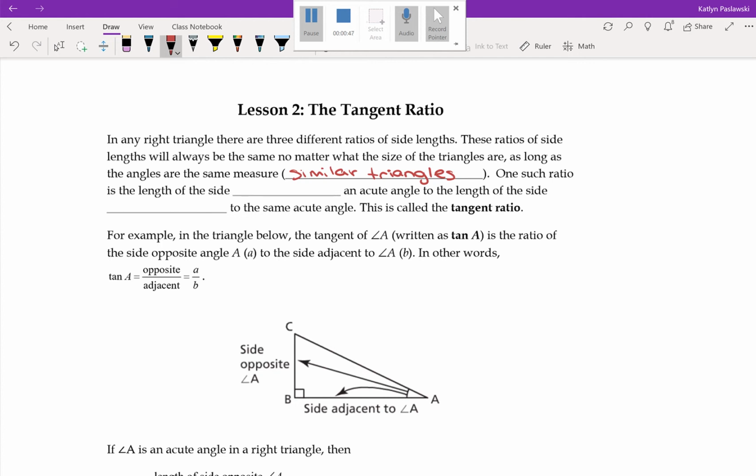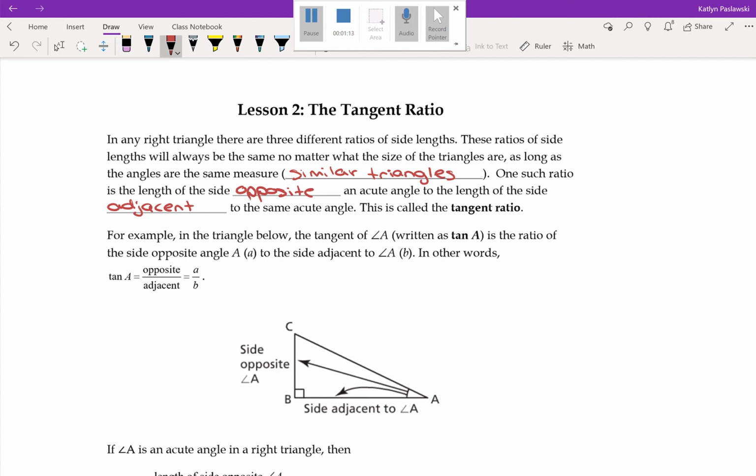One such ratio is the length of the side opposite an acute angle over the length of the side adjacent to the same acute angle. This is called the tangent ratio. In terms of labeling sides, opposite, adjacent, and hypotenuse, if you'd like to review that, you can look over lesson 1 notes.